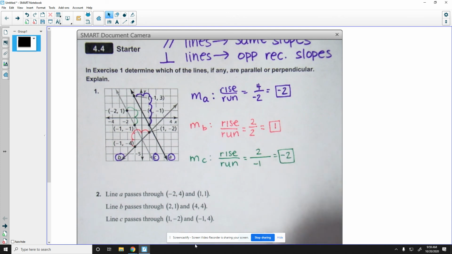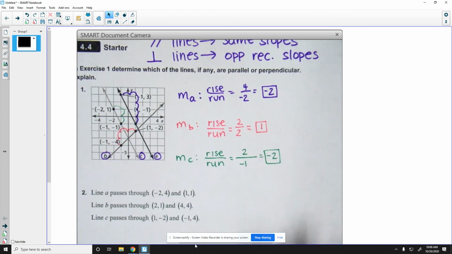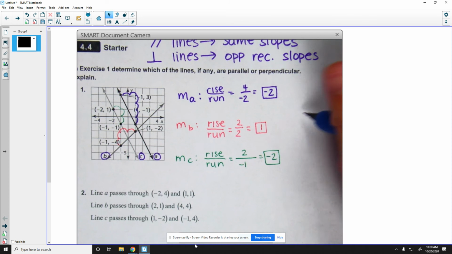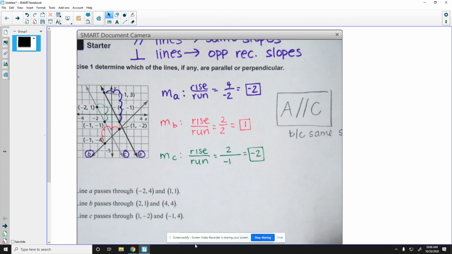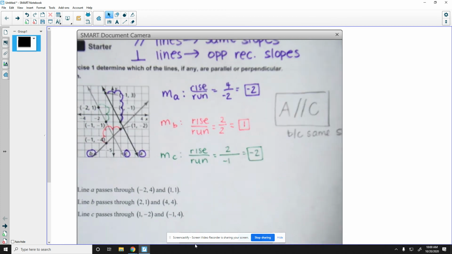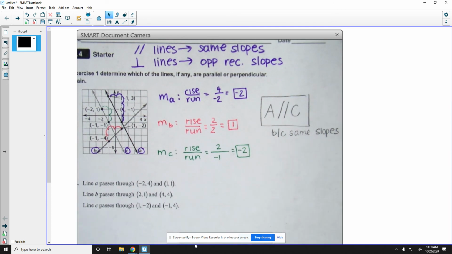Now that I've shown work, this is the work you have to show: find the slope, find the slope, find the slope. Say if any are parallel or perpendicular. Can someone raise their hand and give your final answer? Kip, what do you got? A and C are parallel because they have the same slope. And nothing is perpendicular, so we don't have to write anything about that.